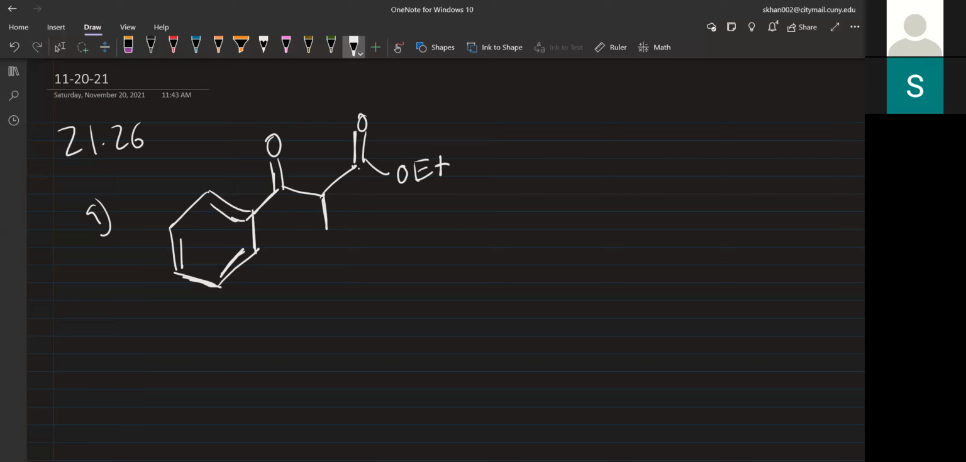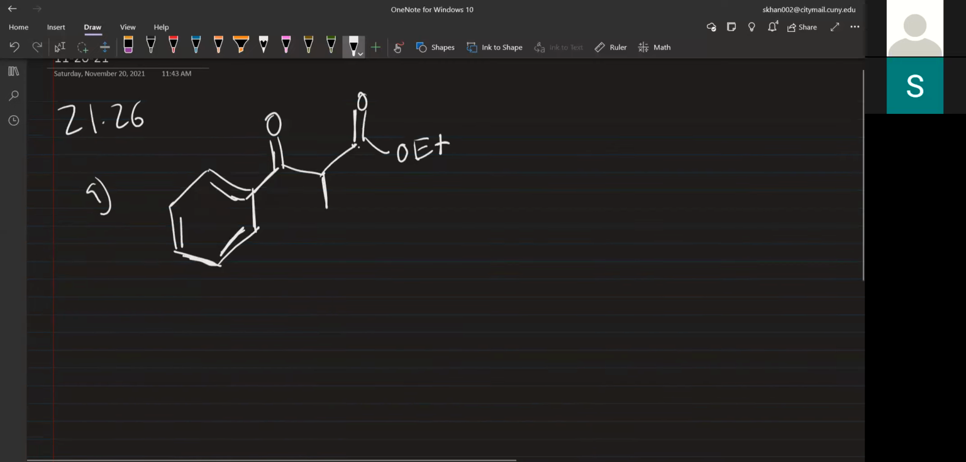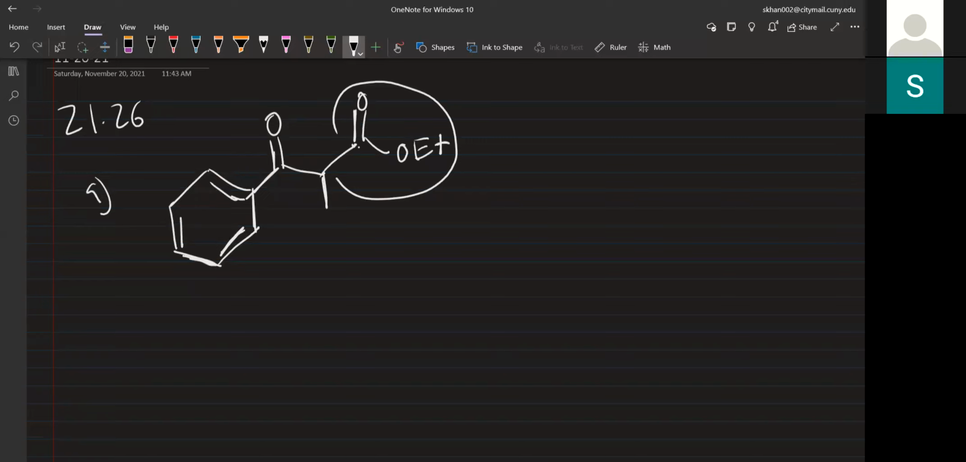So here we have our alpha, beta ketoester. It doesn't matter which one is alpha or beta. If anything, you could call this ester group the central carbon, and then one or two carbons away, we have our keto group here.